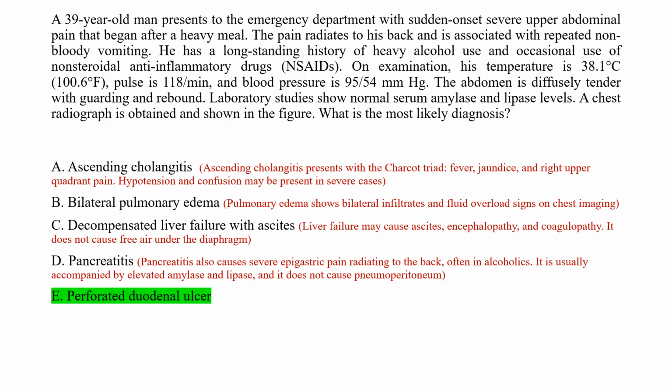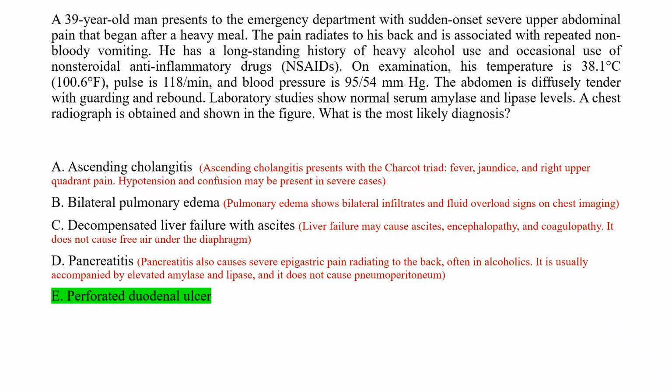And option B is incorrect because in pulmonary edema, there should be bilateral infiltrates and fluid overload signs on chest imaging. The key radiographic feature here in this question is air beneath the diaphragm, which indicates hollow viscus perforation and not lung pathology. And option C is incorrect because liver failure may cause ascites, encephalopathy, and coagulopathy. However, it does not come with free air under the diaphragm. The acute abdominal pain and rigid abdomen point away from this diagnosis.